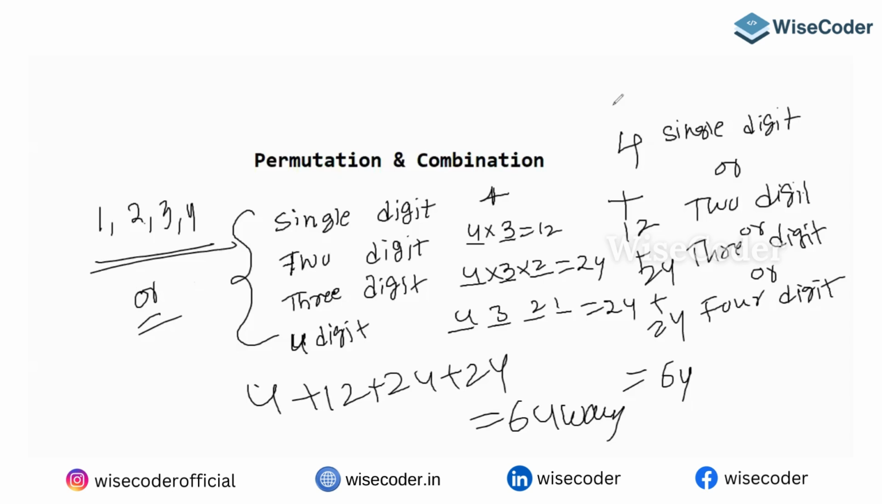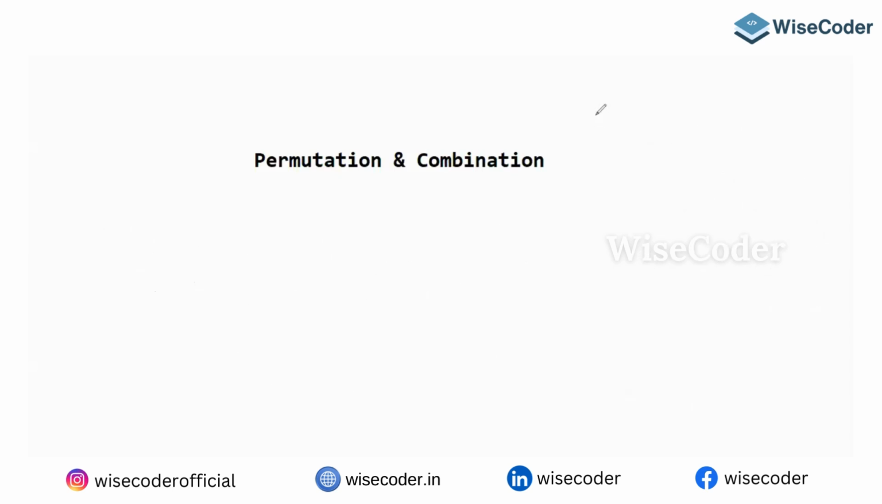Let's talk about our actual concept of permutation and combination. Let's talk about the permutation first. What do you mean by permutation? Permutation is nothing but arrangement. Permutations are nothing but arrangements.